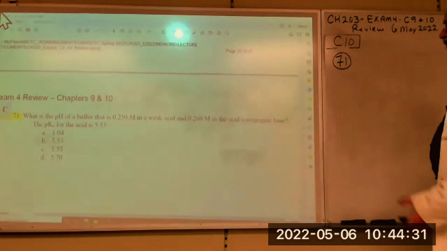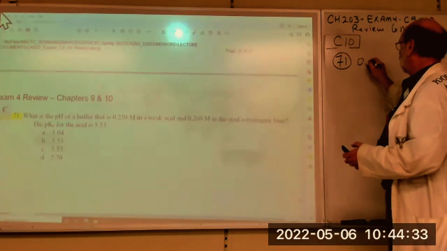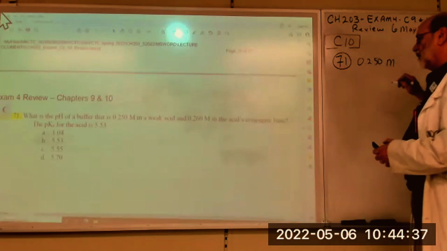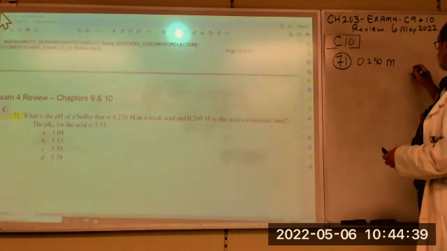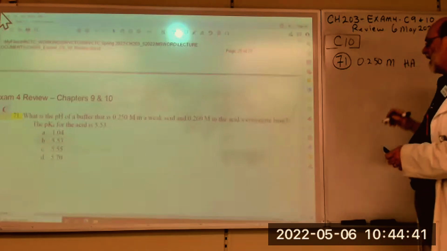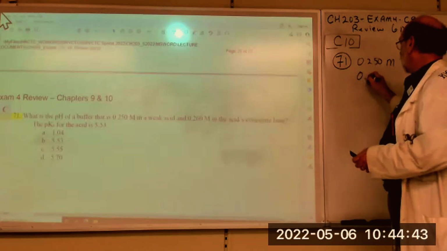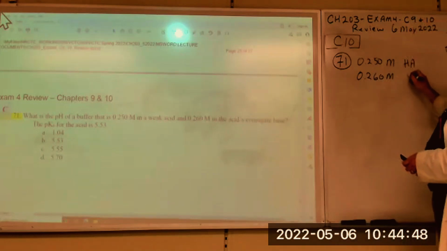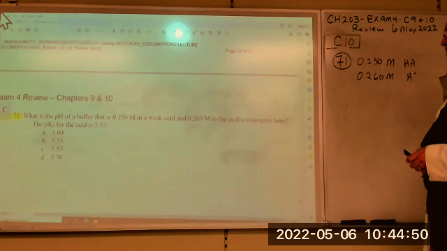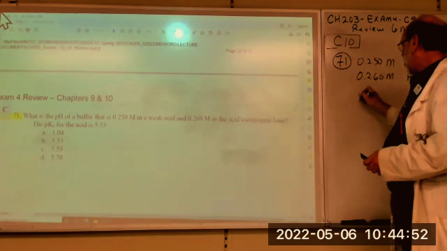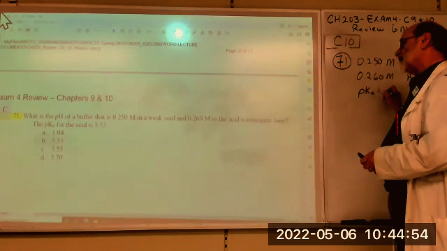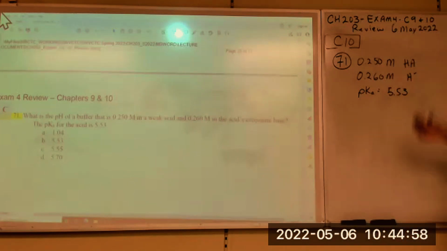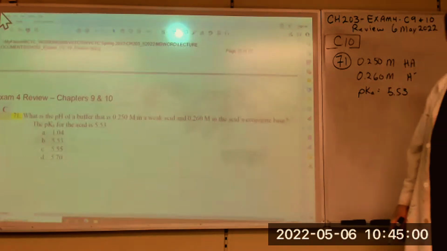What's the pH of a buffer that is 0.250 molar in a weak acid? There's your acid. And 0.26 molar in the acid's conjugate base. The pKa is equal to 5.53. Okay, how are we going to solve this one?